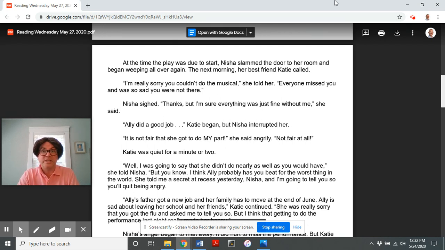Nisha did end up missing the school play. She did not perform in it, so that wasn't the solution. But the resolution was she felt a little bit better about having to miss her performance because she knew that it was a good thing for her friend Allie. So there's the resolution.